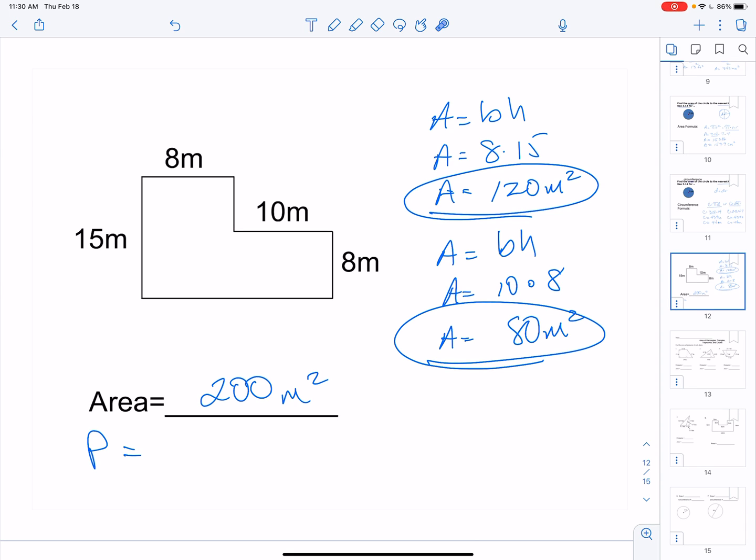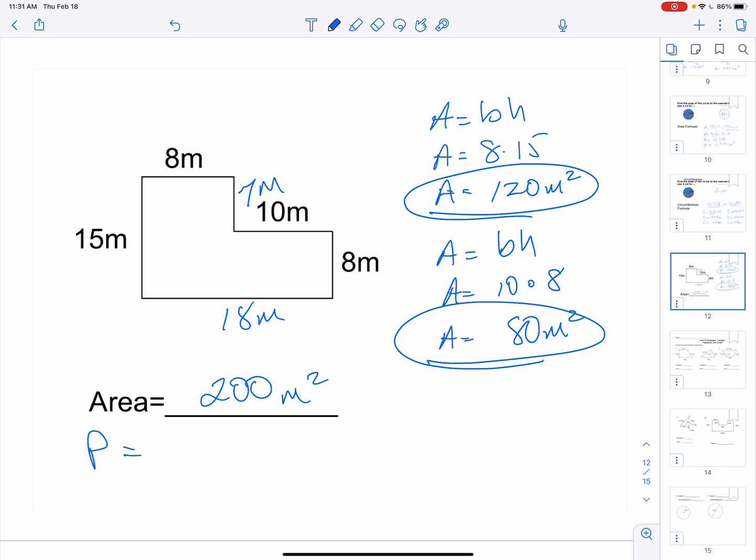Well, let's see. I know this piece. I know this piece. But I don't know this one. But I know the 10, and I know the 8, and I don't know this one, but could I find them? Yes. Well, I know if this is 8 and this is 10, that tells me that this down here is 18 meters. And I know that if this whole thing right here is 15 and this is 8, I could find this one by subtracting those, and that would tell me that this one is 7 meters.